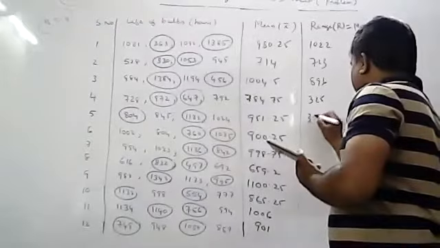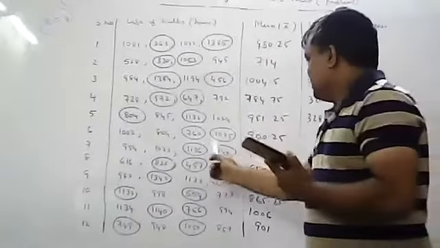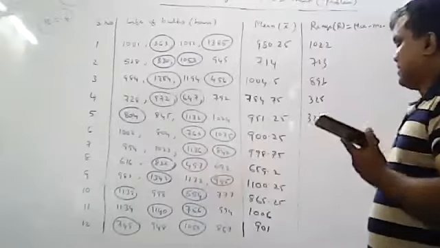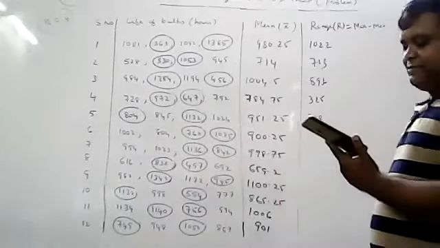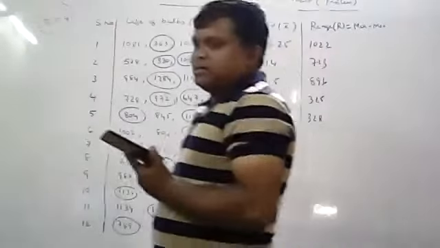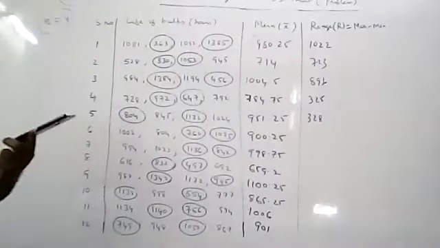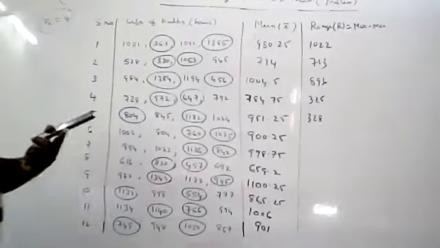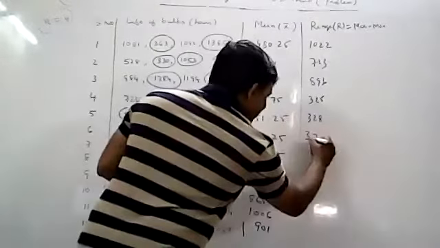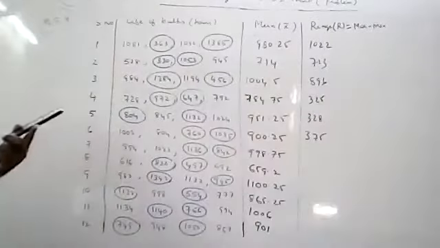328. I hope these are correct values. Okay. Next, 1035 minus 760. Sixth sample, 375. Yeah, next.